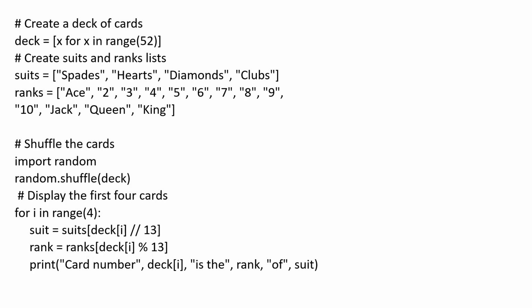And shuffle the cards. So you have to import the random module. random.shuffle of deck. Display the first 4 cards: for i in range of 4, suit is equal to suits of deck of i double slash 13. Rank is equal to ranks of deck of i percent 13. Print card number, deck of i, is the rank of suit.